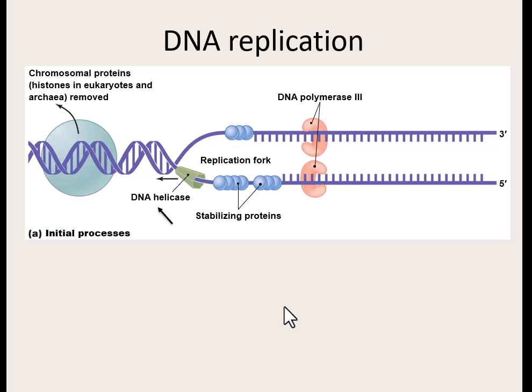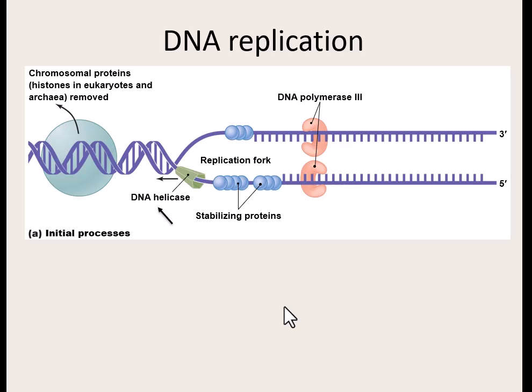Then we have to add some stabilizing proteins, because if something was in that helical shape, it's going to want to go back into that helical shape, and we want it to stay straight while we go through the DNA process. It's the same thing if you tried to straighten out any type of cord, it's going to want to just coil right back up on itself. So we add some proteins, and then we add another enzyme, called DNA polymerase.